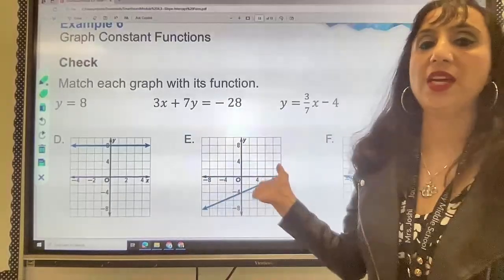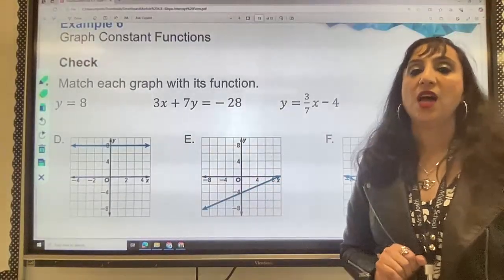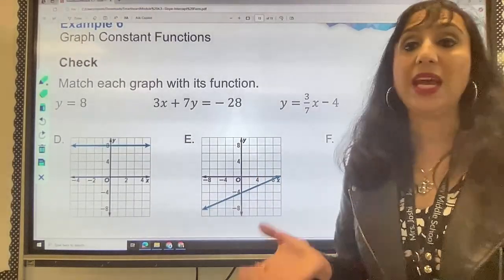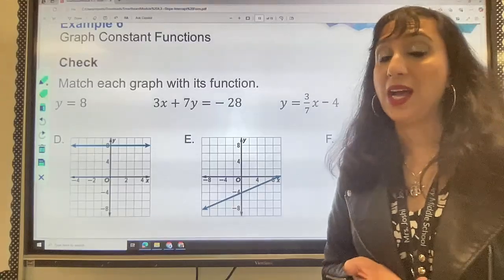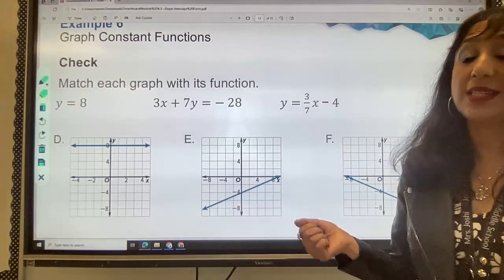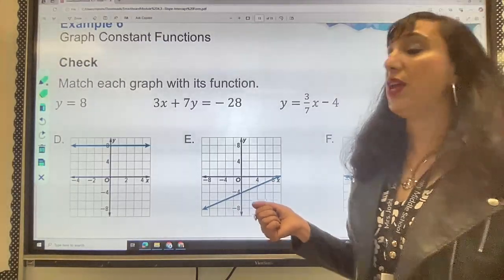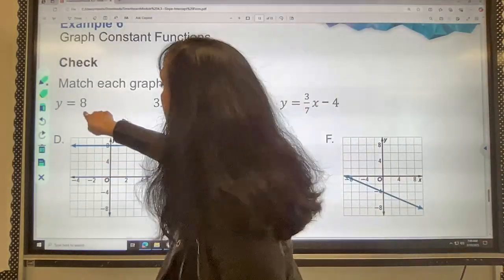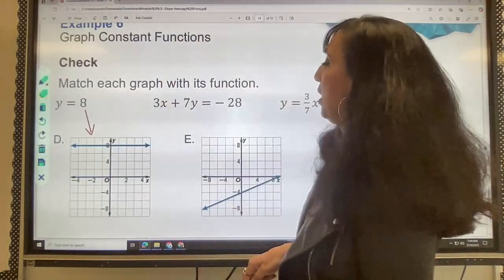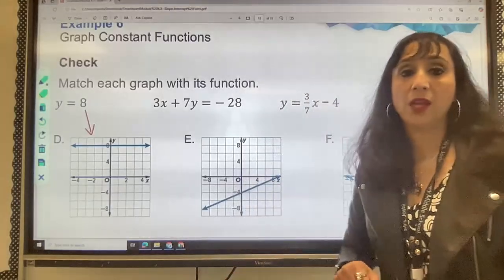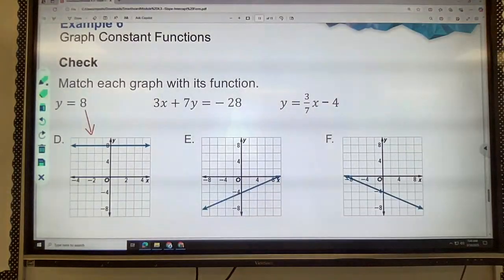So let's match these graphs with their functions. The first one is saying y is equal to 8. Looking at that, I know it's going to be a horizontal line. No matter what x is, y is going to be 8. So the horizontal line at 8 is this one. So this function matches this graph.